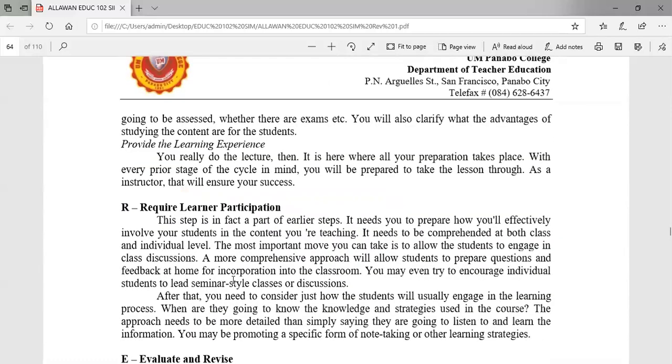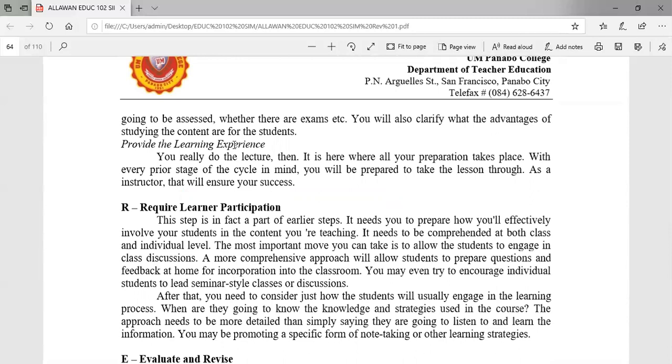And then lastly is to provide the learning experience. So you really do the lecture, and it is here where all your preparation takes place. All your preparation comes out as your learning experiences about this utilization of technology.